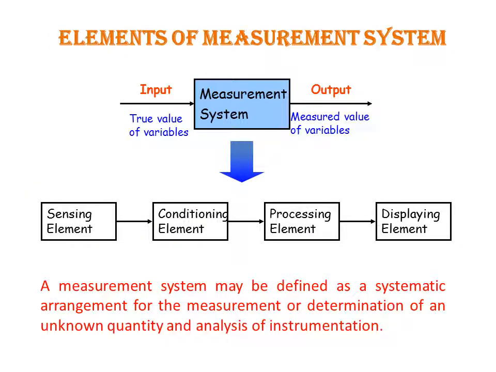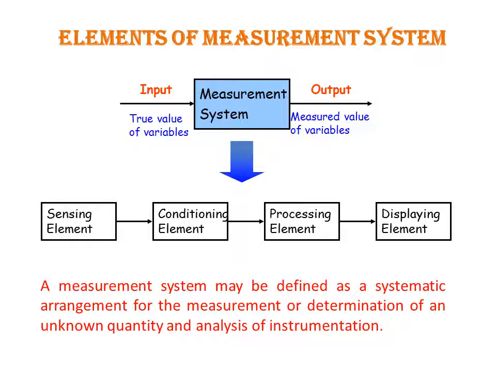Now, let us see what the building blocks or basic elements of a measurement system are. As I told earlier, whenever we want to measure a process or a system, we get the input, that is the true value of the variables from the process or the system, and it is given as input to the measurement system. In the measurement system, the conditioning and the processing is done, and then the output of the measurement system is given to the observer.